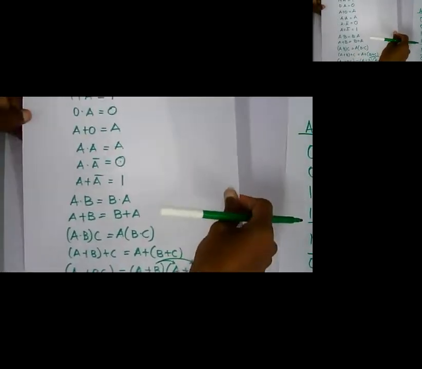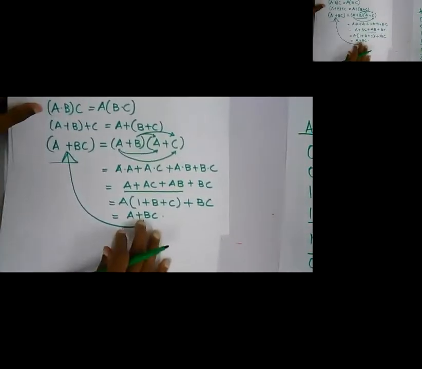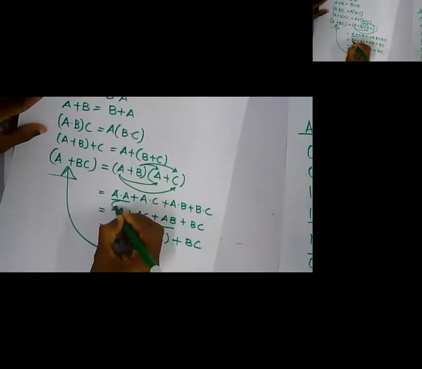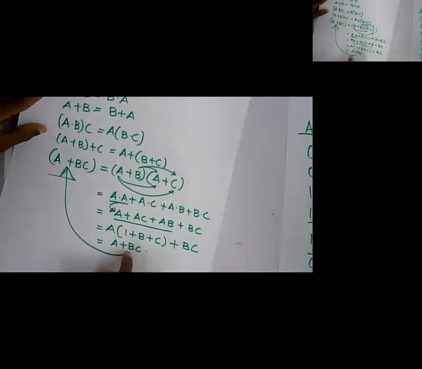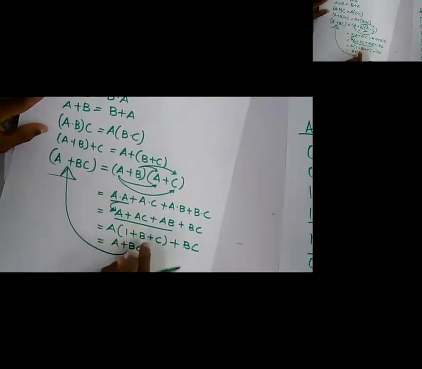So this is how we simplify Boolean equations. You must know A dot A is A, and then 1 plus anything becomes 1. So 1 plus B plus C plus D or whatever becomes 1. Clear? Right. Now we'll see another rule, the absorption law as well.